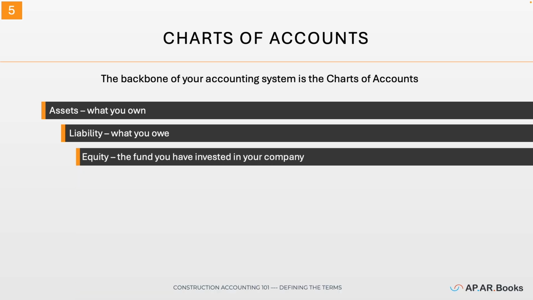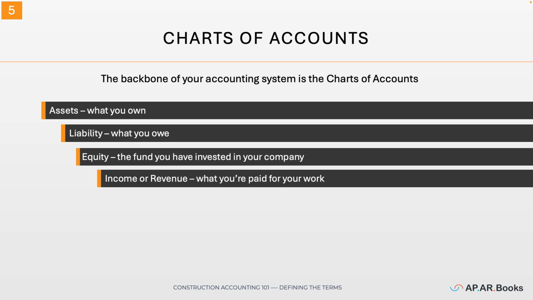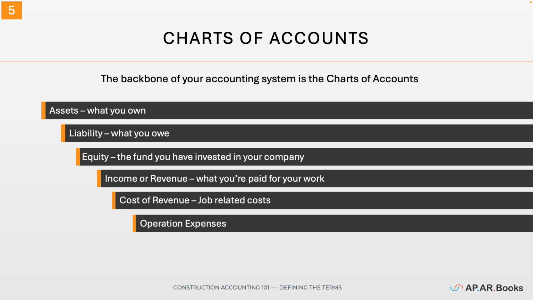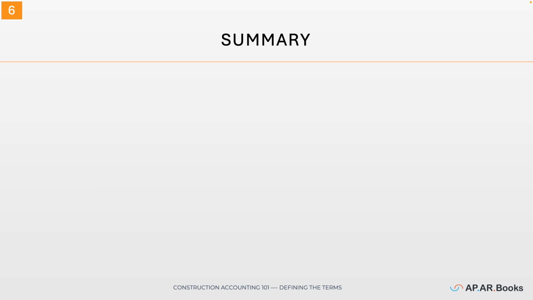Equity, also called capital. This is the money you or others have invested into your company. Income, or revenue. What you're paid for your work, your project earnings. Cost of revenue. Direct job-related costs like labor, materials, and subcontractors. Other expenses. Costs that don't directly relate to your core business operation. Setting up a clear chart of accounts keeps your books organized and your financial reports clear, so you're always in control. Let's wrap it up with a quick recap.